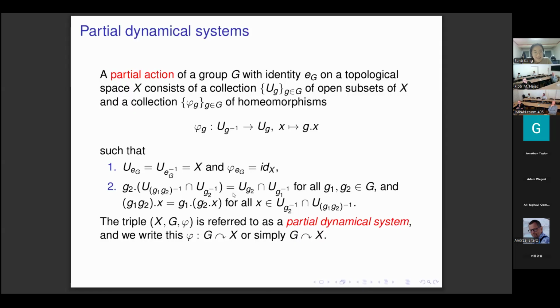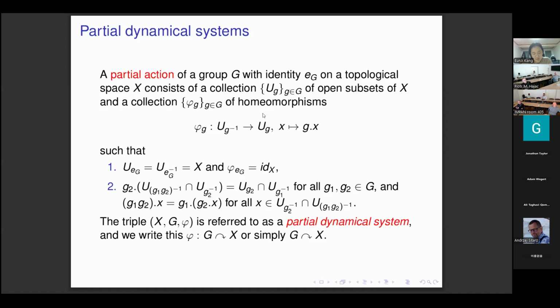And then let me introduce the definition of partial dynamical system. A partial action of a group G on a topological space X means that the group doesn't act on all of X, but only on certain open subsets. So for each group element g in G, there is an open subset U_g of X, where the action of g is defined.